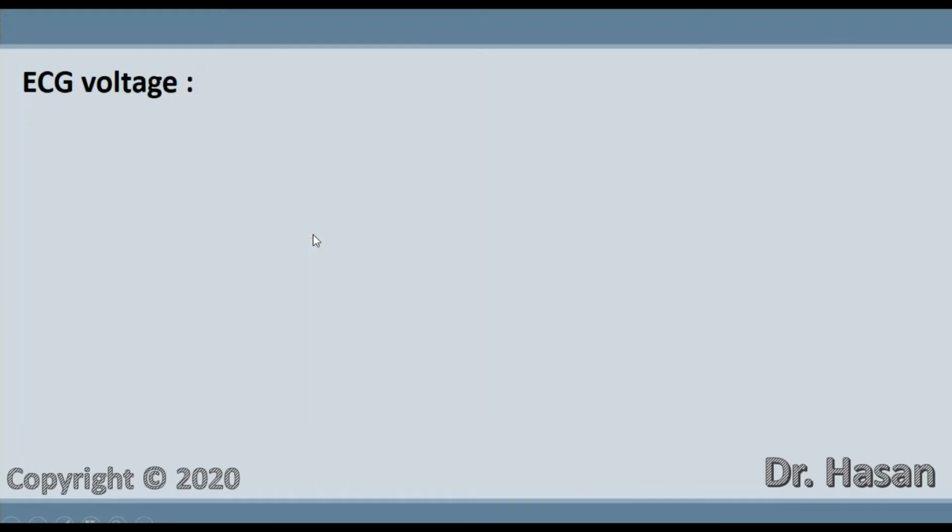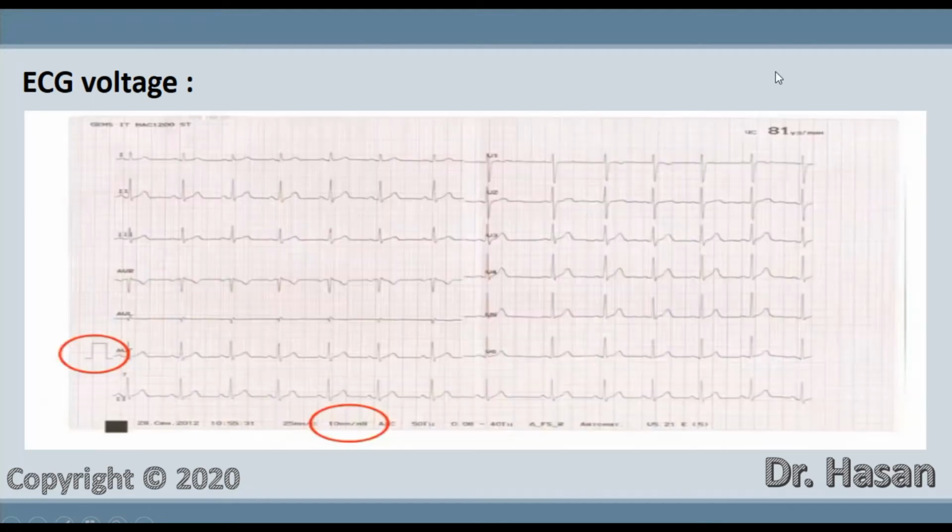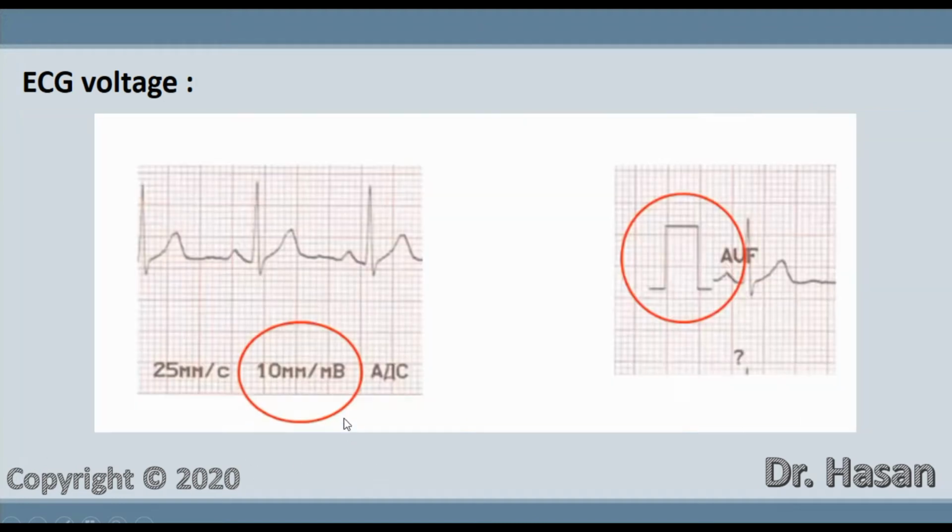Let's now talk about the ECG voltage. ECG voltage can be determined in 2 places on the tape. The first place is the bottom or can be on the top of the ECG tape, depending on the model of the electrocardiograph. The figure shows the voltage of 10 millimeters per millivolt. This is the standard voltage of the ECG.